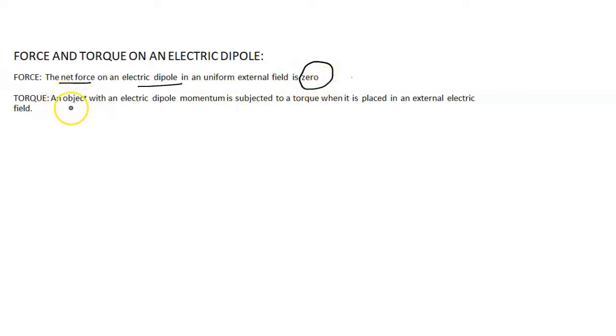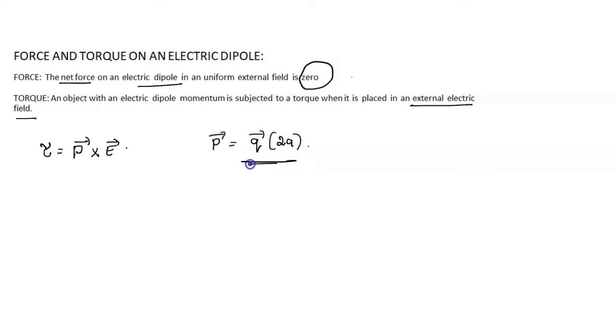And when we talk about torque, an object with an electric dipole moment is subjected to a torque when it is placed in an external electric field. The torque tends to align the dipole with the field. For a uniform electric field E, the torque is given by P cross E, where P is the dipole moment, and the equation is 2Q into 2A.